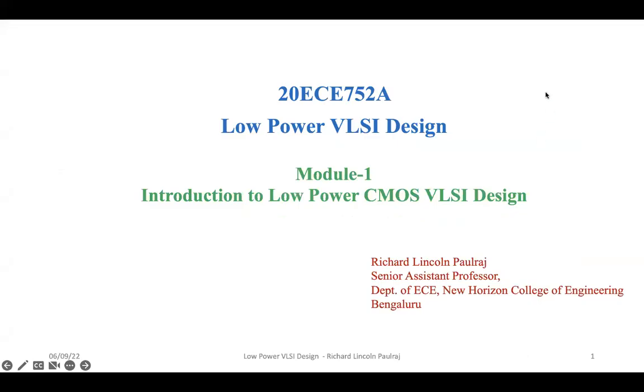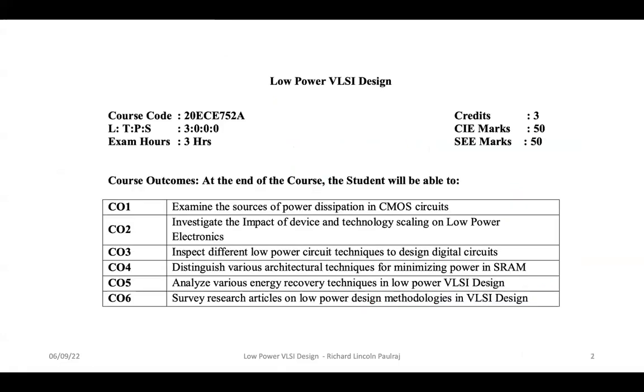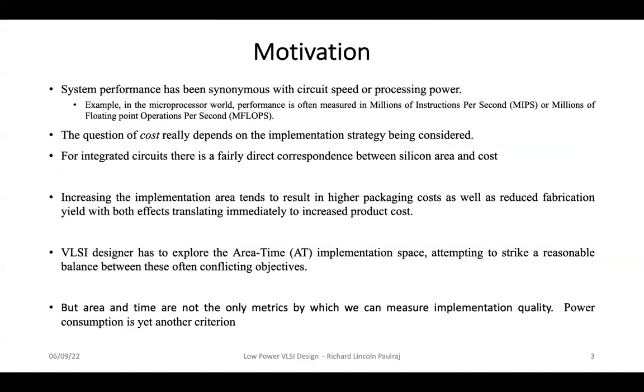So as you all are aware, the course code is 20EC752A. And the course name is Low Power VLSI Design. And we're going to start off with module 1, which is going to be the introduction to low power. Basically, this is going to be the motivation for low power design. So this one we have seen through, right? So the first thing is the motivation. Why do we need to go with low power?